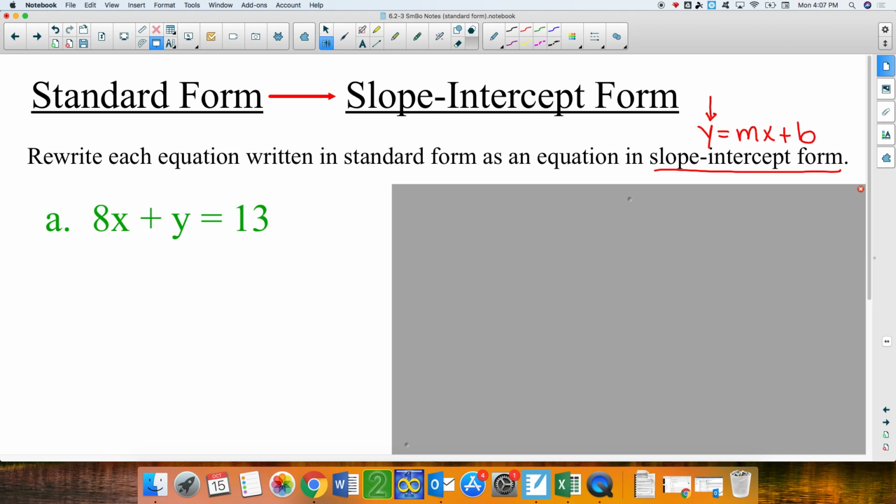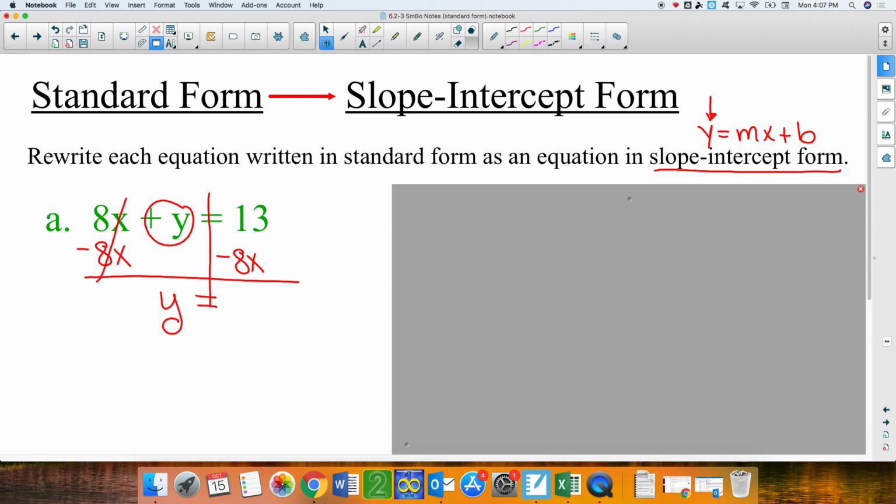So slope-intercept form means I need to solve for y. So I'm going to take this equation and I'm going to solve for y. So to do that, I need to move my 8x to the other side. So I'm going to subtract 8x on both sides. So 8x minus 8x is 0. Bring down my y, then equals.